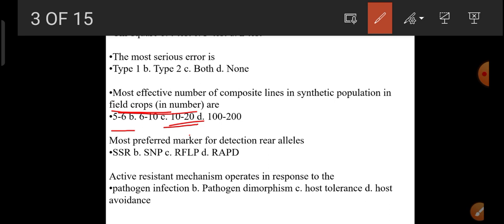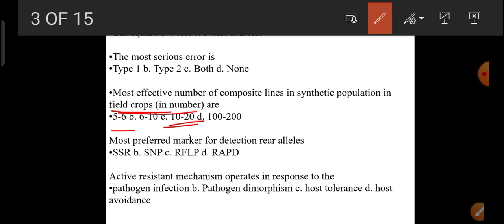codominant markers. SSR is simple sequence repeats, RAPD is random amplified polymorphic DNA, and RFLP is a kind of codominant marker. Restriction fragment length polymorphism is the full form of RFLP.